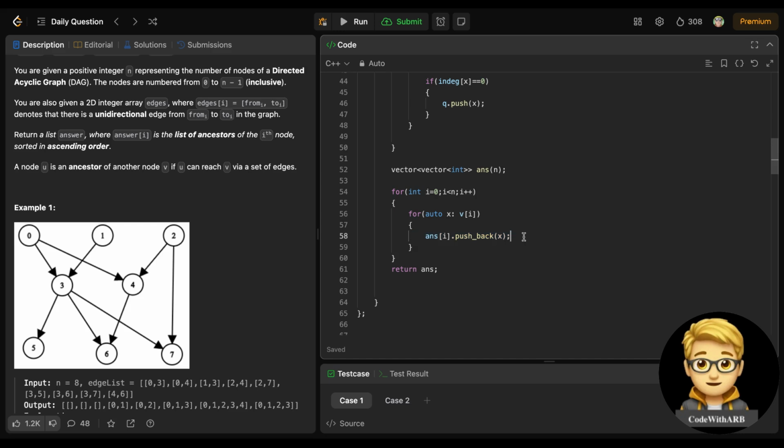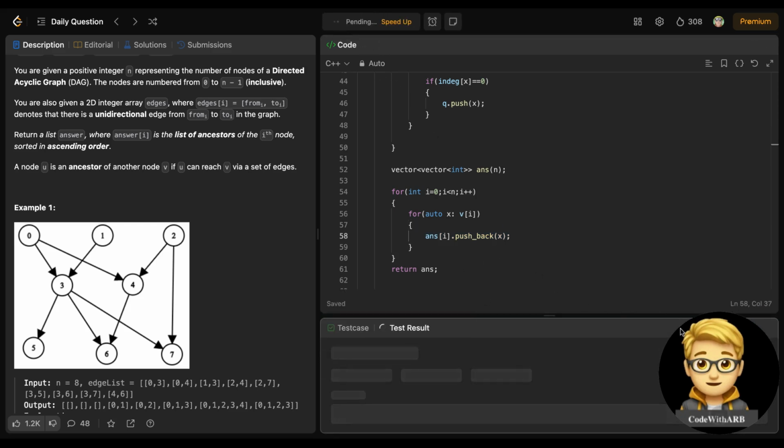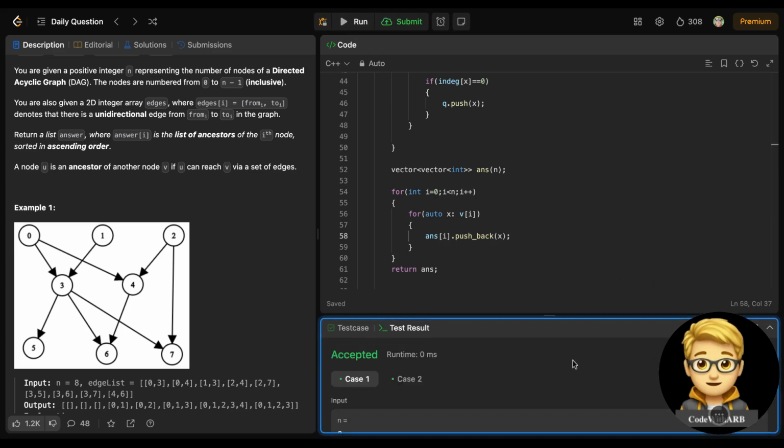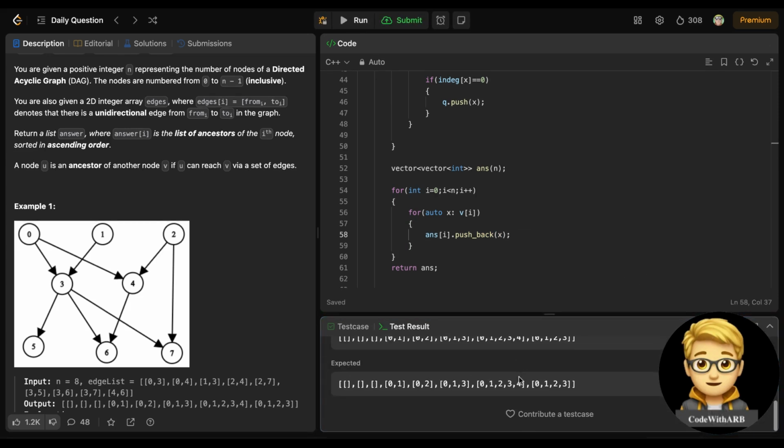I just included all in the answer. Let's try to run this and see whether I have stored all the numbers in my order or not. So we have passed the sample case.